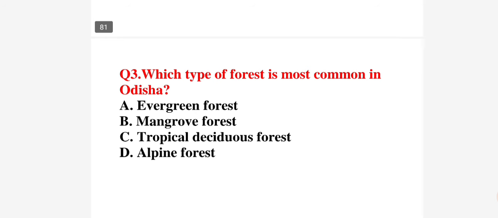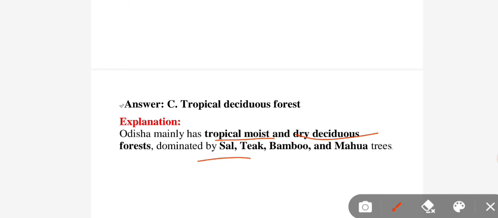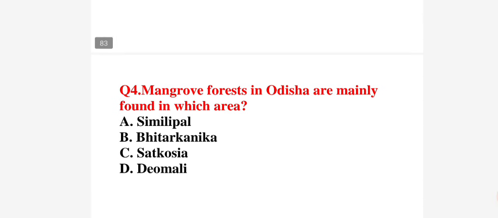Okay, let's see here. Here it has been explained. Odisha mainly has tropical moist and dry deciduous forest. In the tropical forest, trees like sal, teak, bamboos, mahua, etc. dominate. Let us move to the next question, that is question number 4.